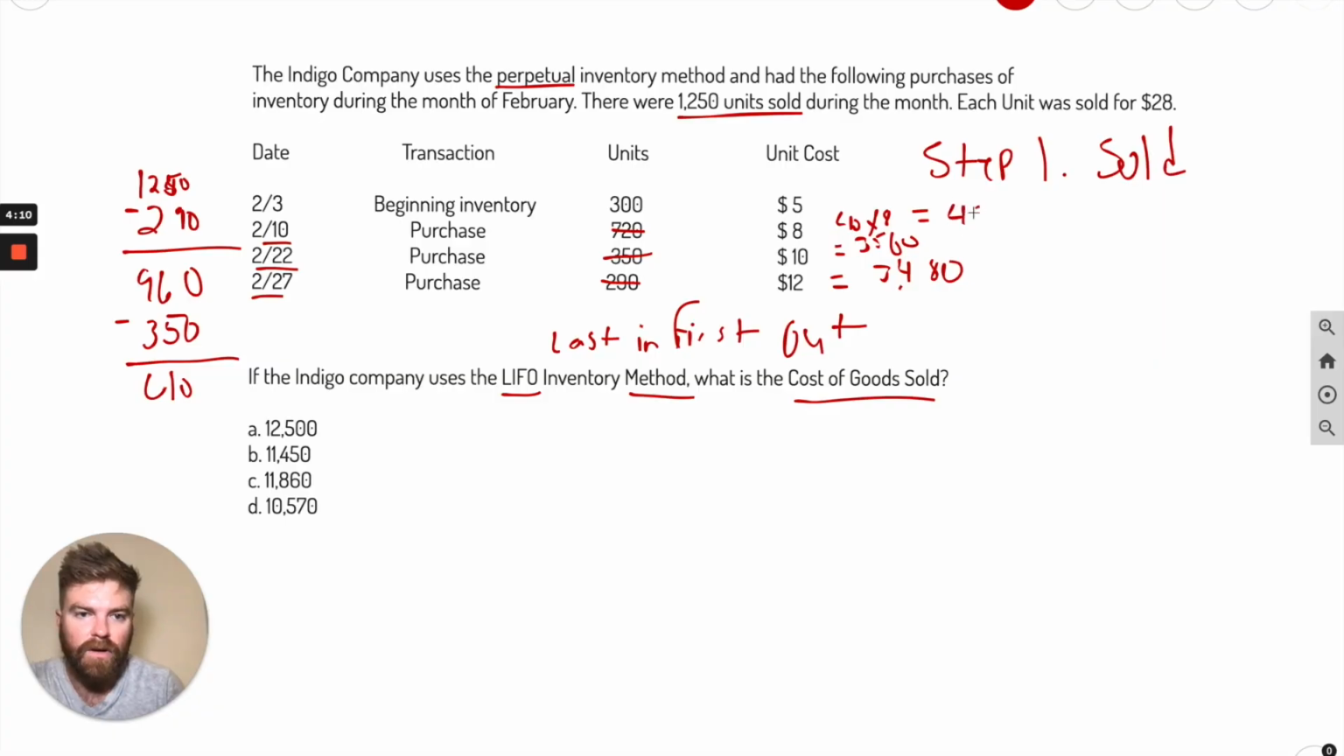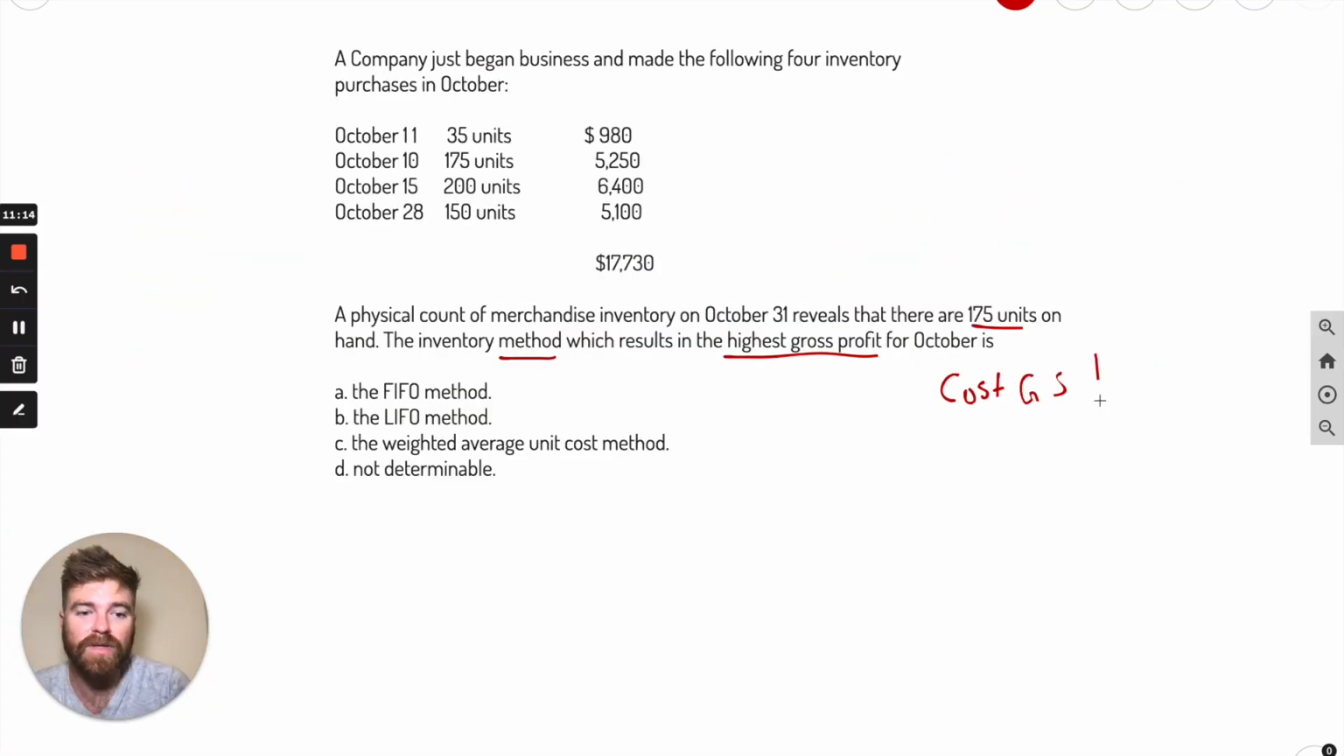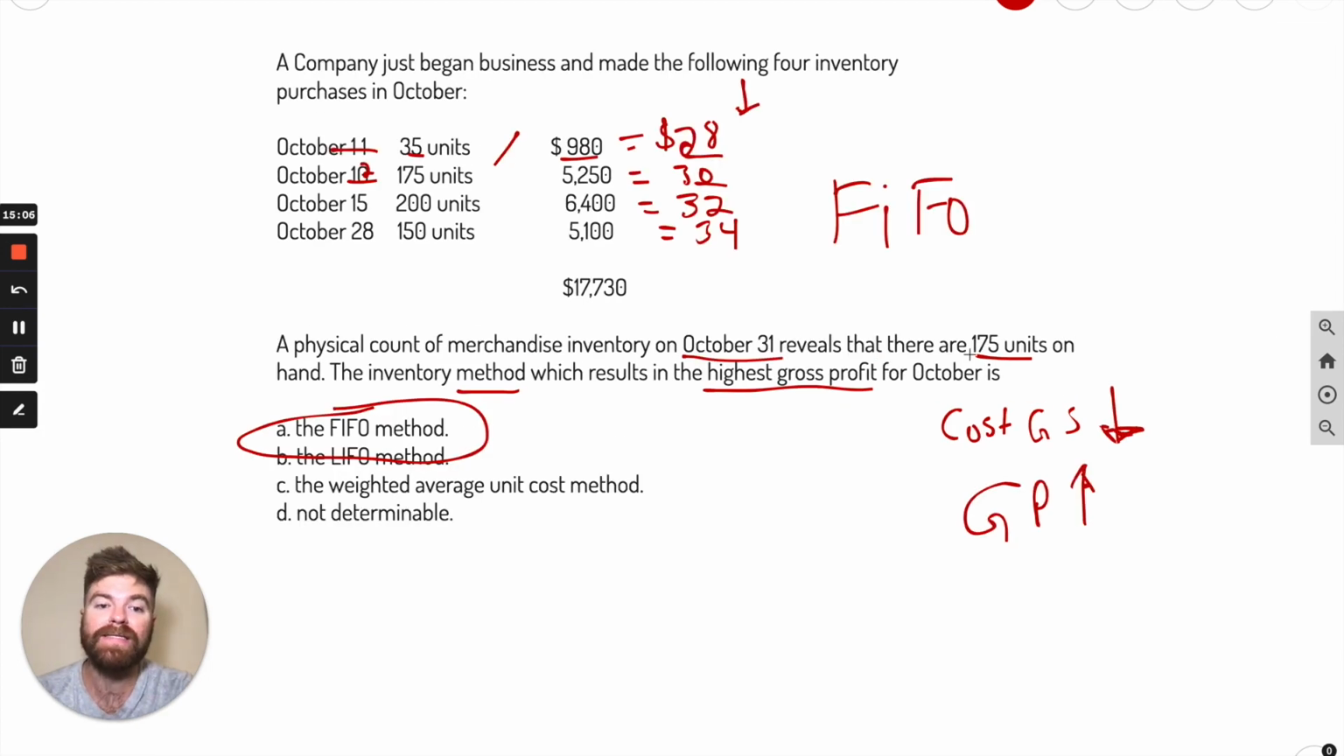Hey there students, in today's video we'll be going through 5 practice problems on inventory, going through perpetual inventory, FIFO, LIFO, conceptual questions, multiple choice, and more. I will walk you through this step by step to prepare you for your exams or just learn inventory accounting in general. Let's get into it.